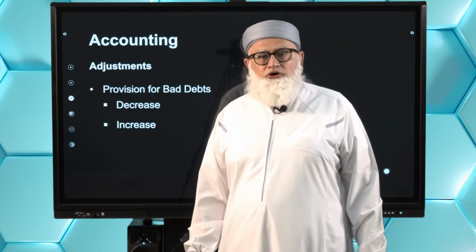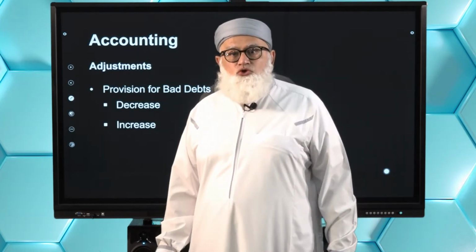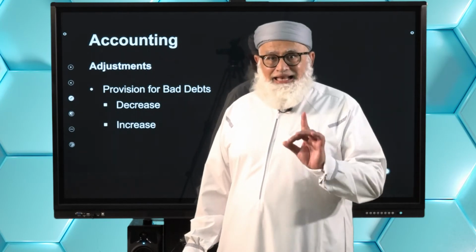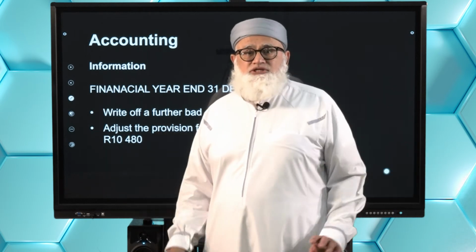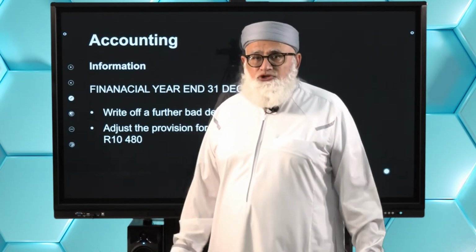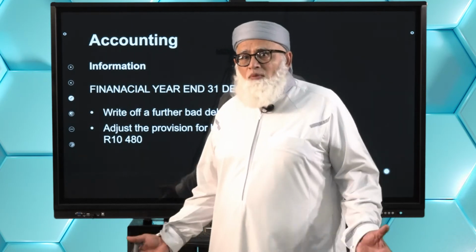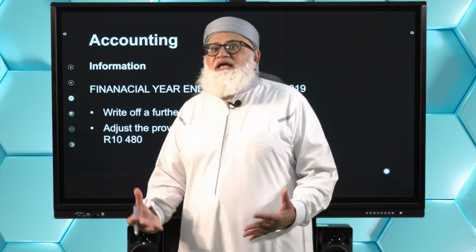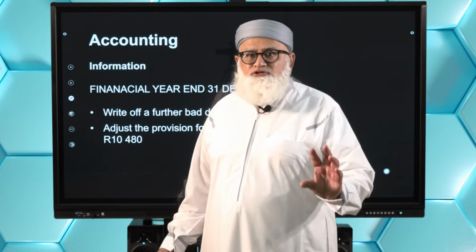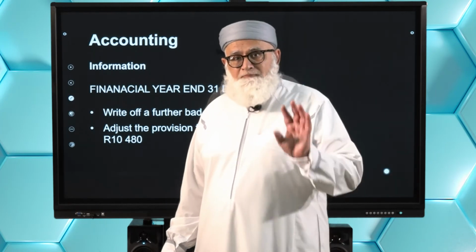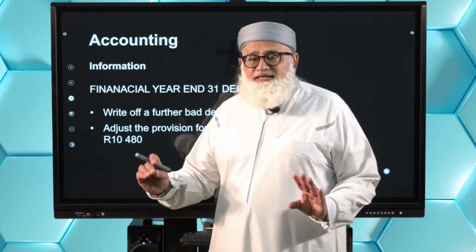Remember what we said earlier on, provision for bad debts is what we refer to as a negative asset. Allow me to explain. Here's the example that you have here. You are told that you have to first write off a further bad debt of 8,360. Double entry, debit bad debts, credit debtors control. Straightforward entry, it's something that you're familiar with, you've dealt with before. It's a normal bad debt. It's a debt that which we could not recover. Having taken all the necessary steps, we could not recover the debt. Therefore, we write off the debt as a bad debt, debit bad debts, credit debtors control.